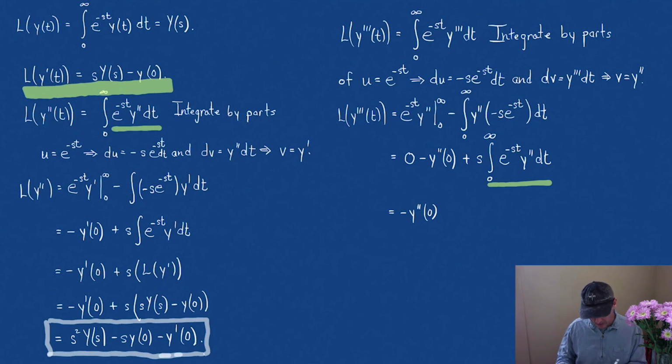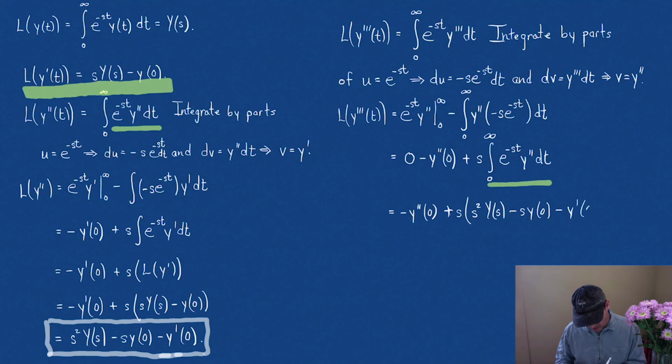Okay. So this is going to be plus s times, oh whoops, need an s on all that, goodness, plus s times s squared capital Y of s minus s y of 0 minus y prime of 0. Wow, that's a lot of terms to keep track of.